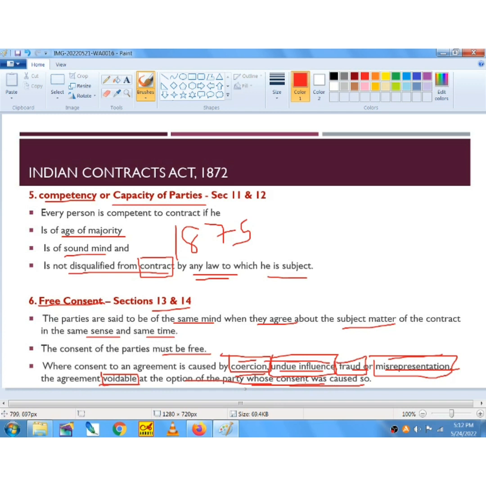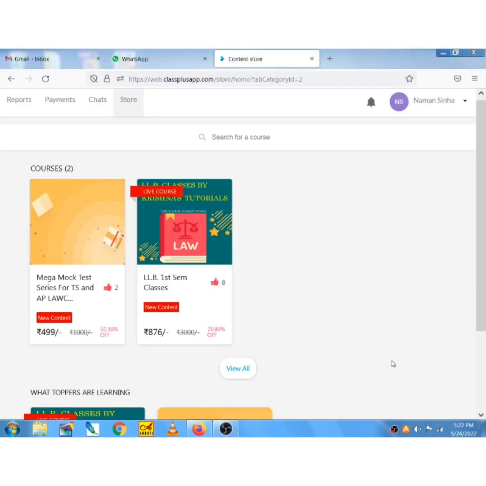Like if I held a gun to your head and you still want to continue with the contract, you can continue. So this is the basic difference between voidable and valid contracts. And then a void contract is void ab initio, which means it is void from the beginning because of some defects.